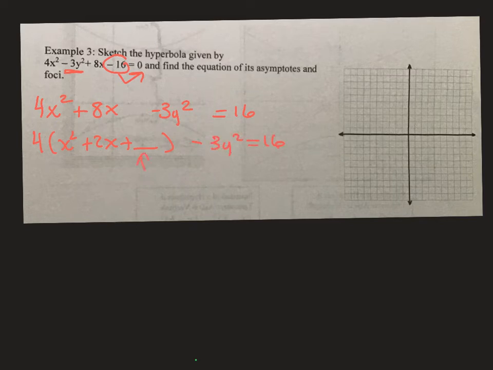This blank right here is b over 2 squared, and that's my b. So 2 divided by 2 is 1, 1 squared is 1. But when I go to put it on the other side, remember, I have to bounce it back to the 4. So I'm going to put a plus 4 on the other side.